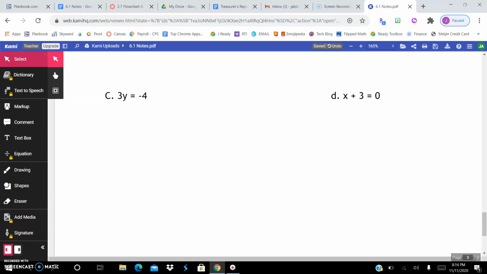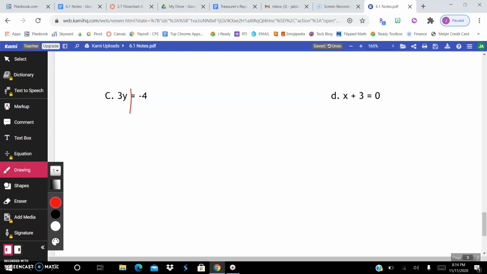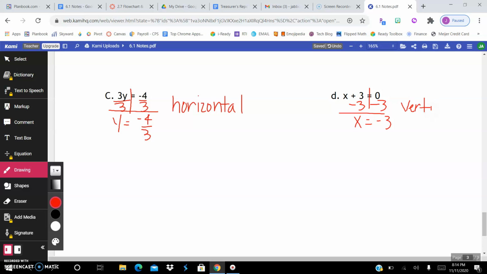All right, and then for our last two, we're going to have to solve for y here. So I'm going to divide by 3. So y equals -4/3. And then this one over here, I'm going to minus 3. So 0 minus 3 is -3, so x equals -3. So this is y equals a number, no x value. So this is going to be a horizontal line. And x equals -3 would be a vertical line because it's going to go through the x-axis at -3.